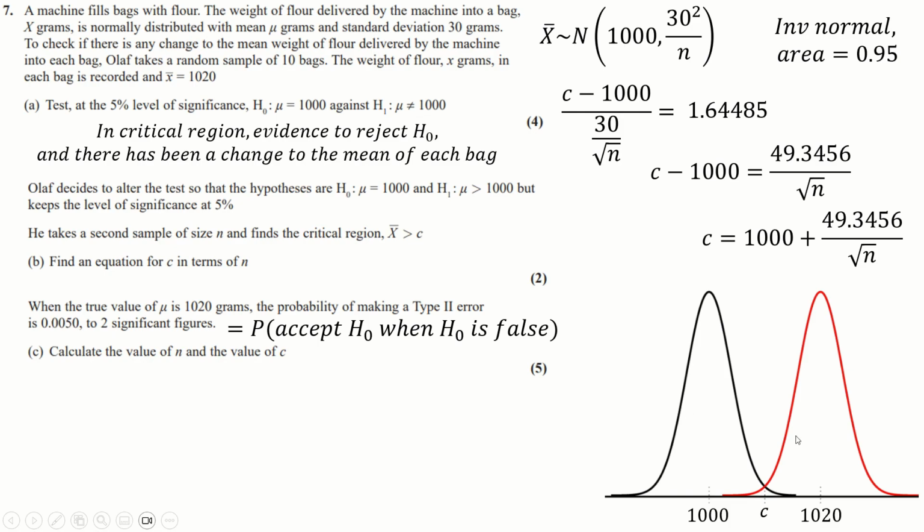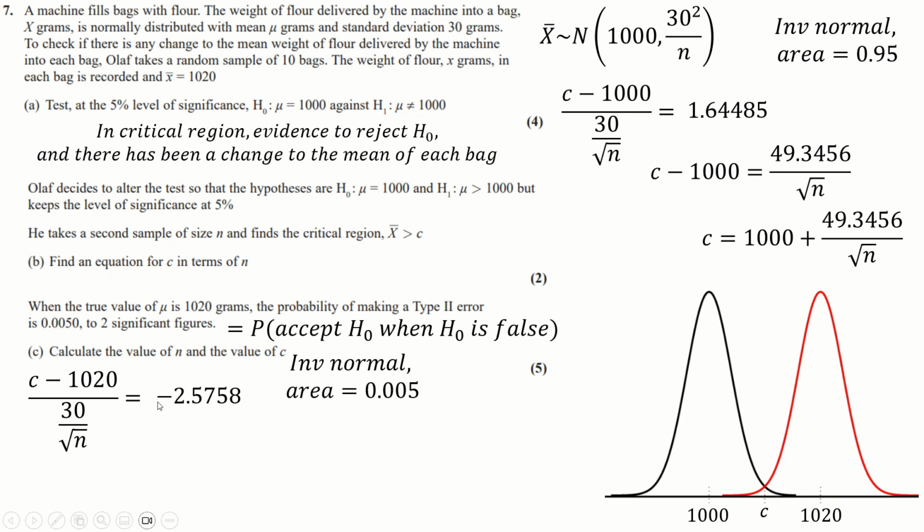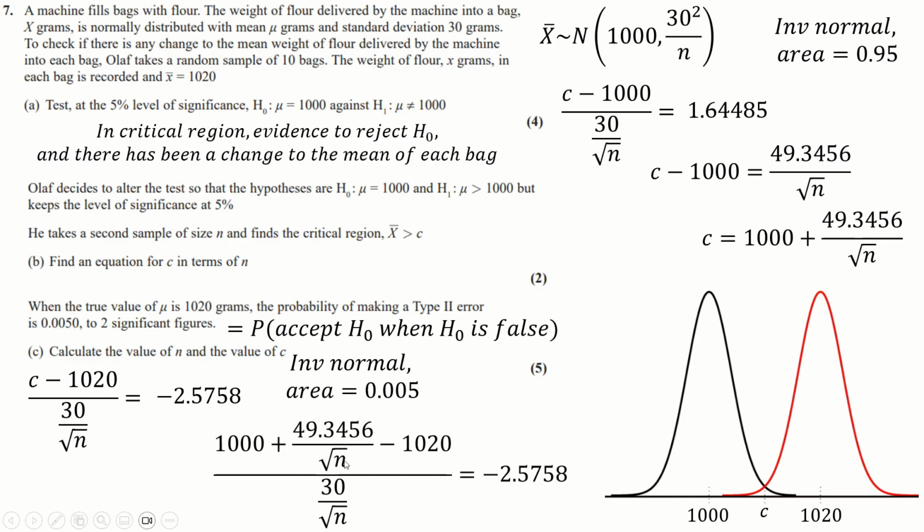So what we do is we get out a standardized thing again, and we say C minus 1020 this time, because we know we're living in this distribution, over that same value we had before, is equal to inverse normal area with 0.05, because we're at this left-hand end of this red curve. So this value here is going to give me this value here. Of course, at this point, it's actually just algebra. We can replace this C with all of this stuff to get this.